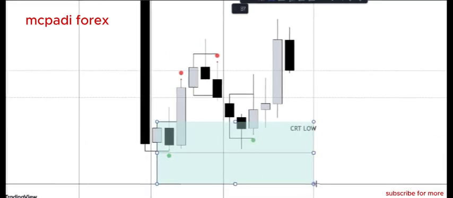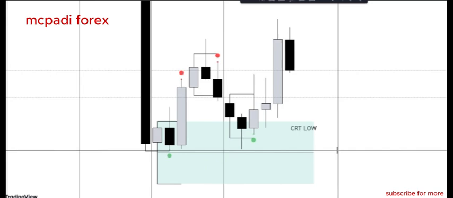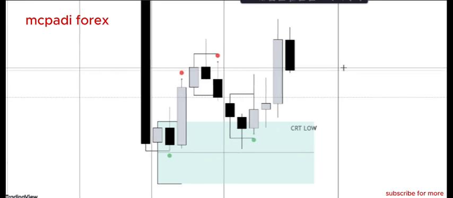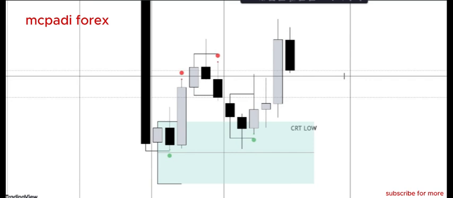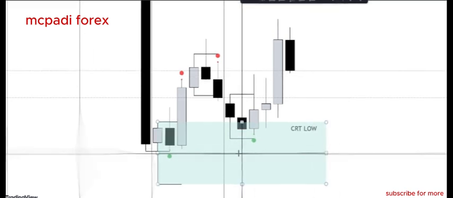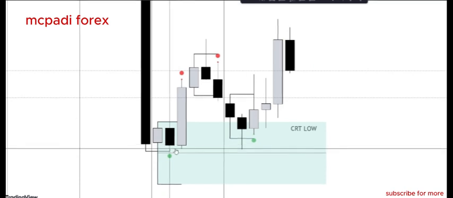Now note this, CRT must form at a key level. That is, the second candle must tap into a key level, either an order block, a fair value gap, or a breaker block. This is very, very important. Now, if your CRT is failing, probably this might be what you are missing out, because for you to get the accurate CRT, it must tap into a key level.